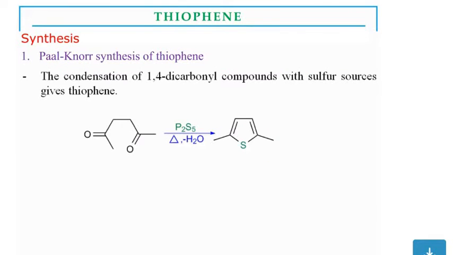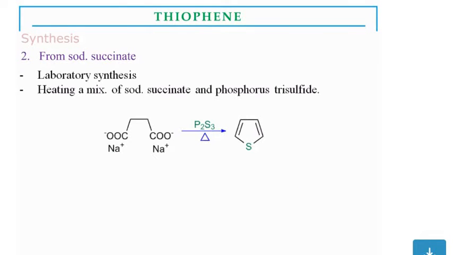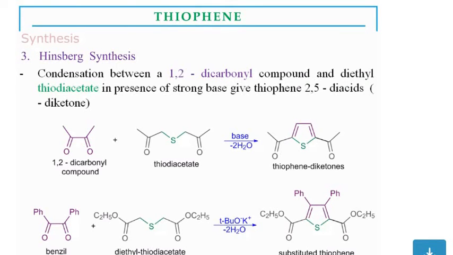Now Paal-Knorr synthesis of thiophene, as usual, you can see this is the mechanism. From sodium succinate, you will get the ring. Hinsberg synthesis, you can see the starting compound, a 1,2-dicarbonyl compound. With thiodiacetate, you will get the thiophene diketone.